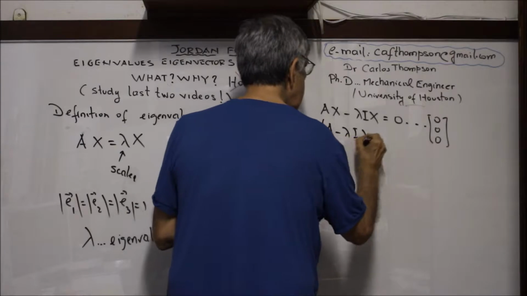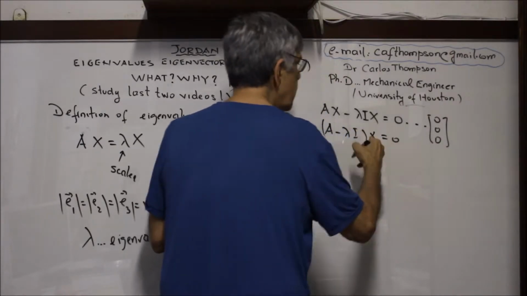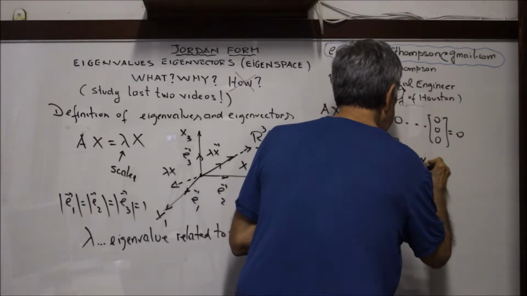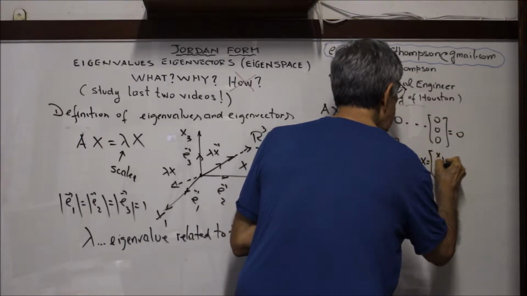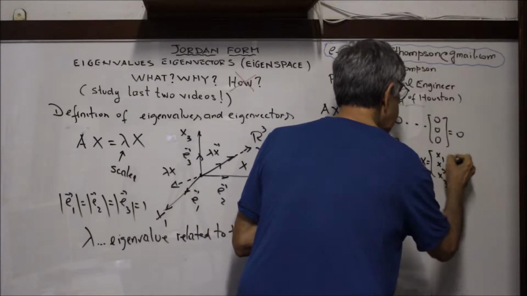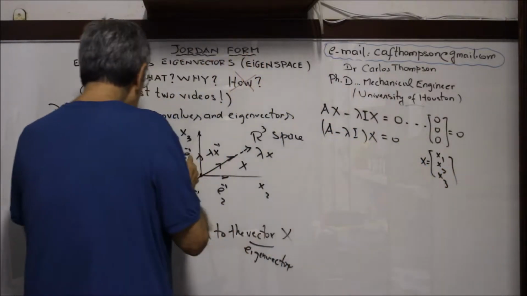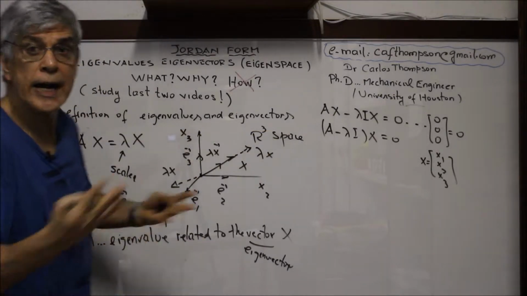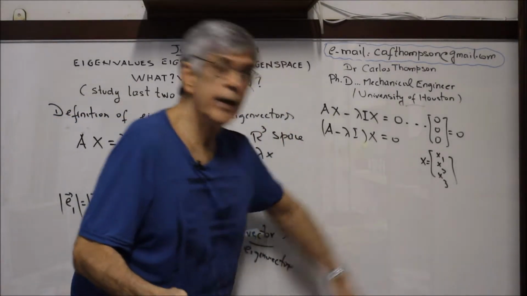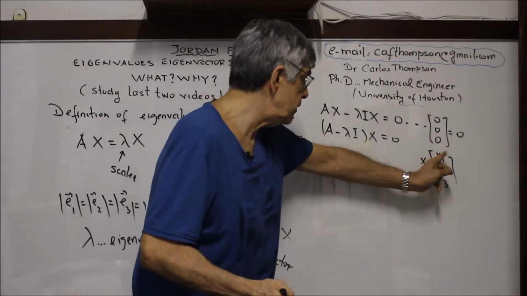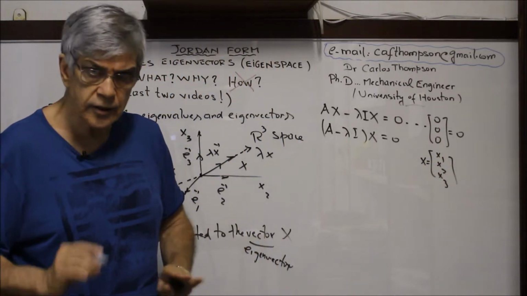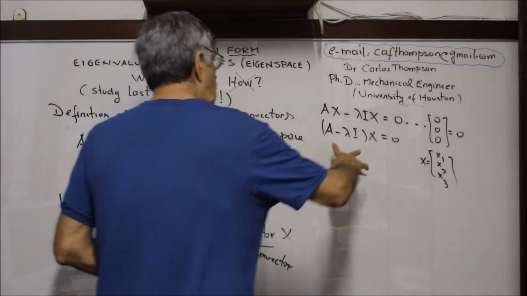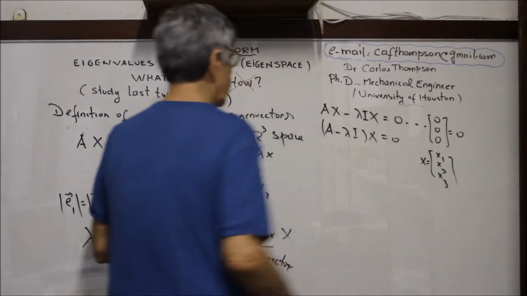Now here I can write (A minus lambda I) x is equal to 0. So x is a vector, x1, x2, and x3, if I work with the R3 space. For Rn space I have n components, and I have n components for the 0 as well. That's clear?